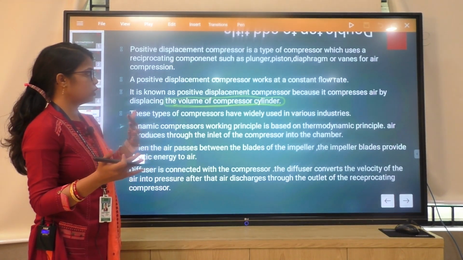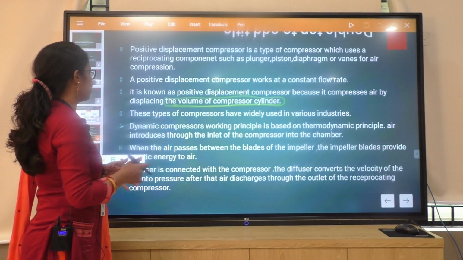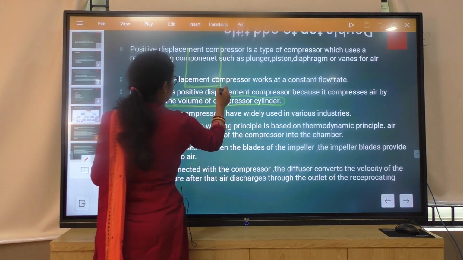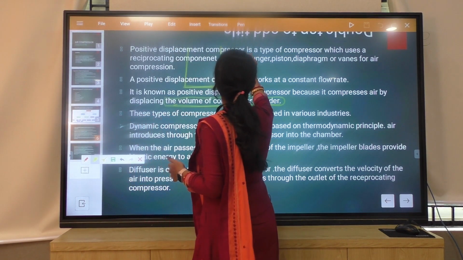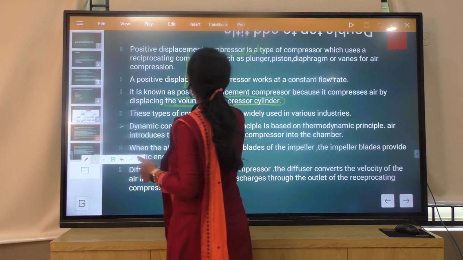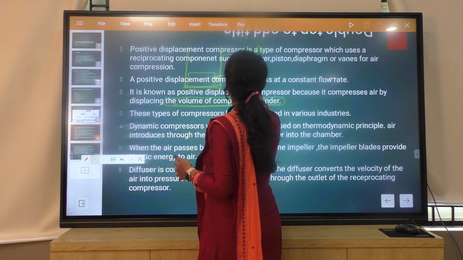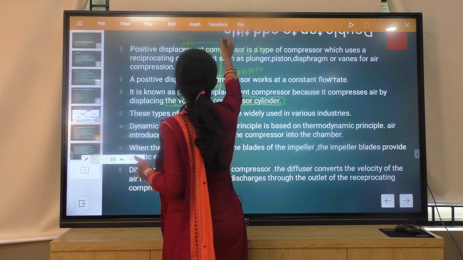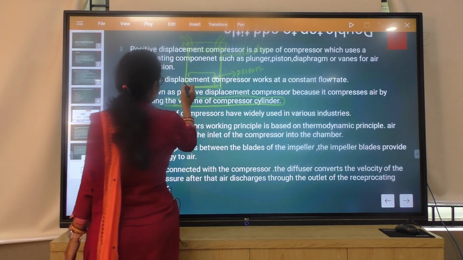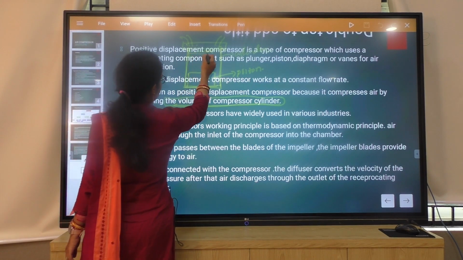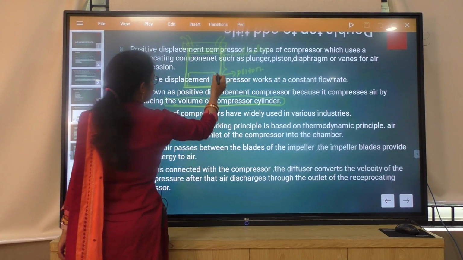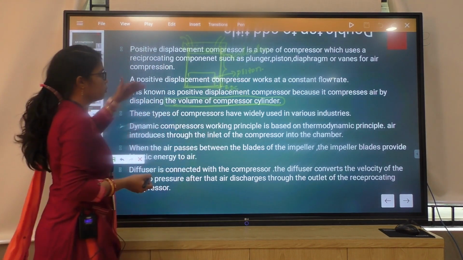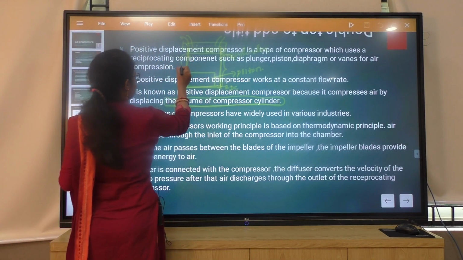Before we study the positive displacement type, I am telling you about some terms. In the positive displacement type, we will know about one cylinder and piston, and a cylinder head will be there, and an inlet valve and an outlet valve will be there. Inside the cylinder some clearance volume will be there, and TDC, that is top dead center, and bottom dead center, and the volume between the top dead center and the bottom dead center is called the stroke volume.